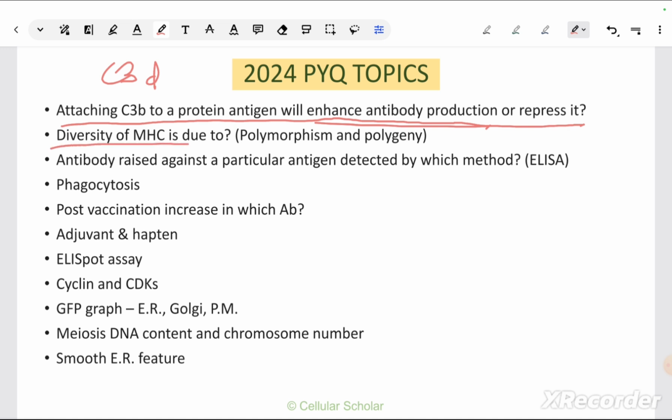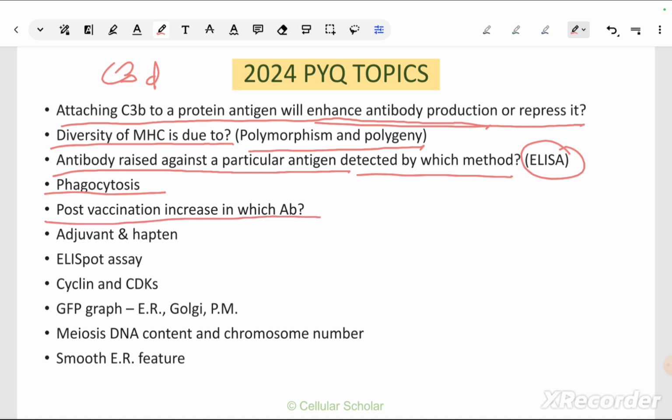Now diversity of MHC is due to, the answer is polymorphism and polygeny. Antibody raised against a particular antigen detected by which method? Answer was ELISA. Question regarding phagocytosis. Also, along with phagocytosis, read about which motor protein is involved for this. So you can see actin, myosin, and all those related topics which are involved in these kinds of movements.